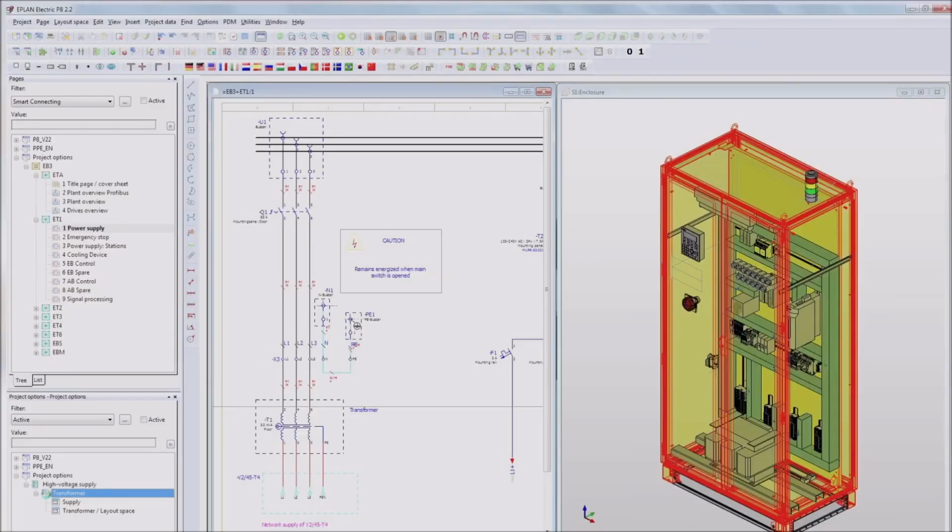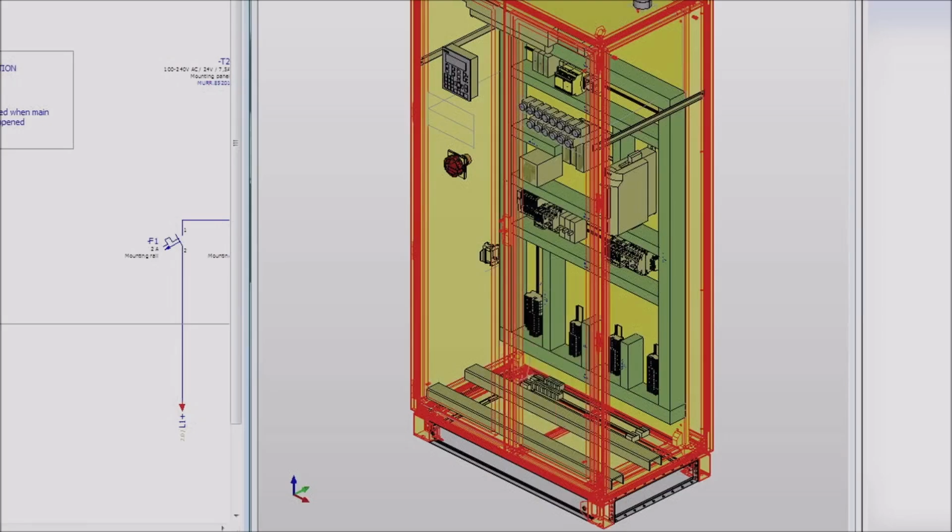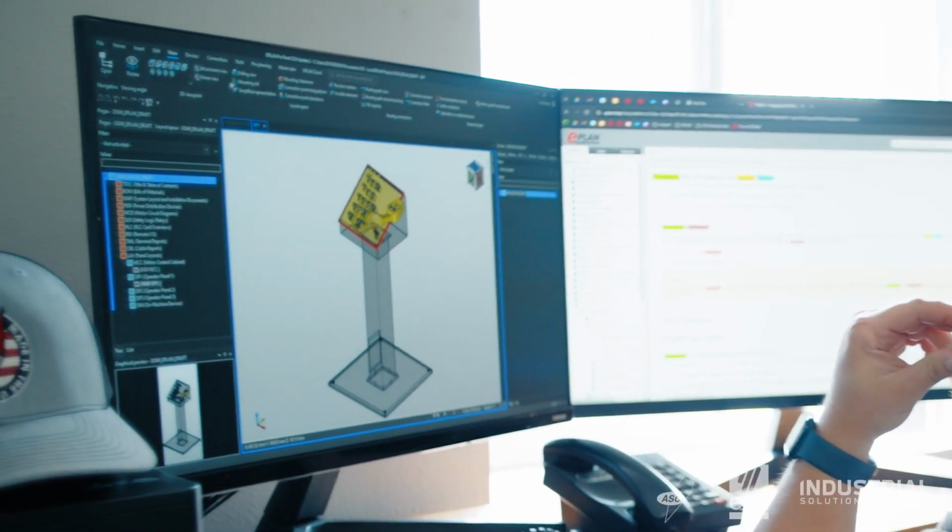We've recently begun implementing Eplan. The number of mistakes is greatly reduced when you have one system that's managing your bill of material as well as what your drawing is.